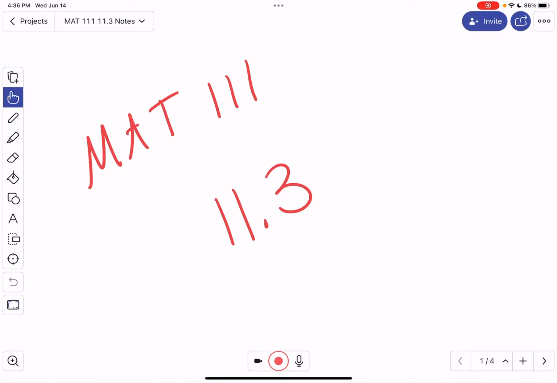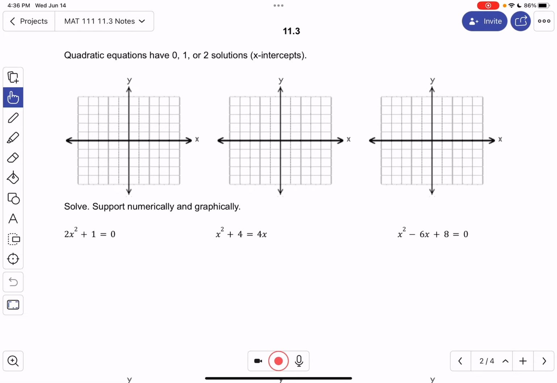All right, 11.3 is going to look more at solving quadratic equations. Quadratic equations have either 0, 1, or 2 solutions. They are considered your x-intercepts. So when the equation equals something, if you set it equal to 0, the x-intercepts are your solutions.